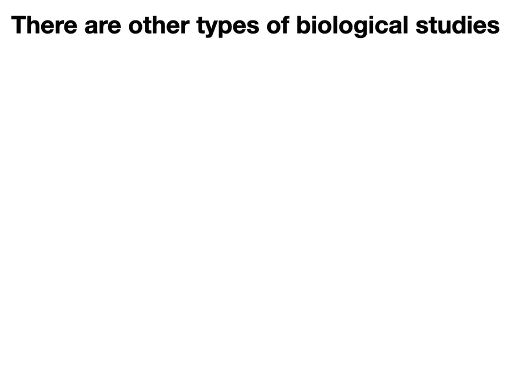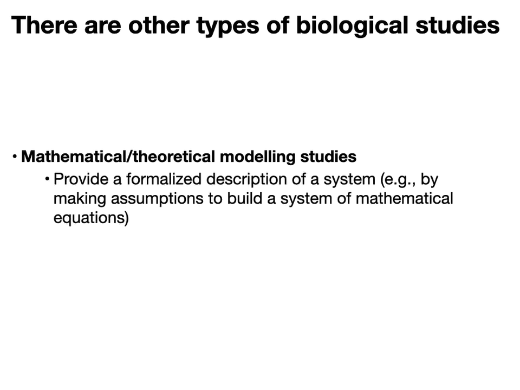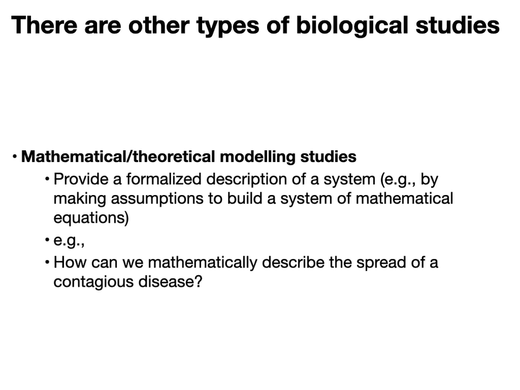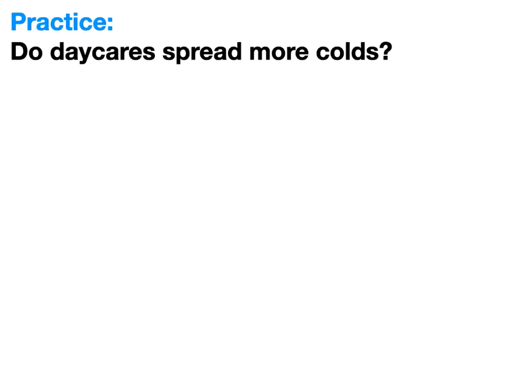Okay, and one more type of biological study is mathematical or theoretical modeling studies. These provide a formalized description of a system, for example, by building a system of mathematical equations. Historically, there have been many papers doing this for other diseases, but for COVID, there's just been a flourishing of papers mathematically modeling the spread of contagious disease. We might also have modeling studies that model what the climate will be like in the future in some particular part of the world.